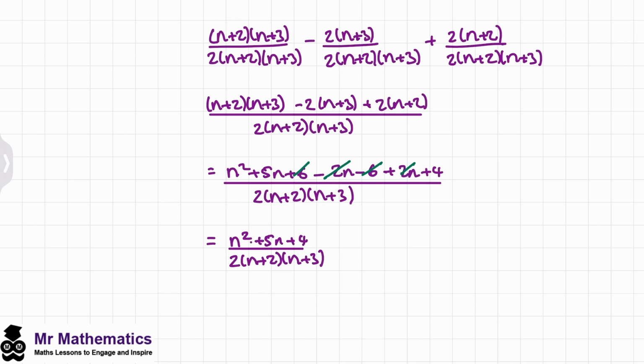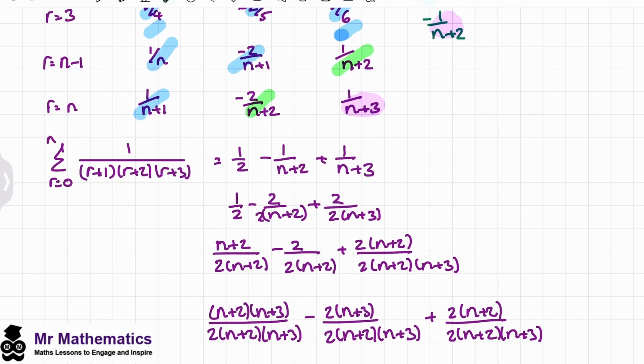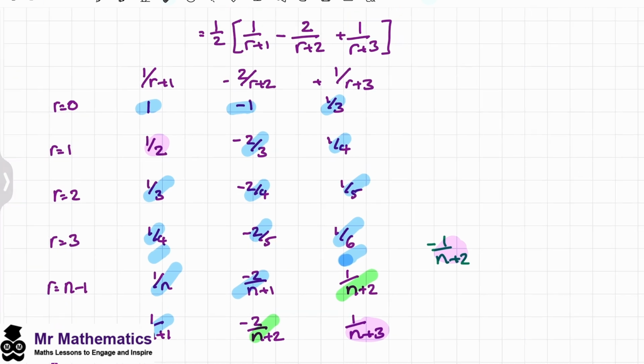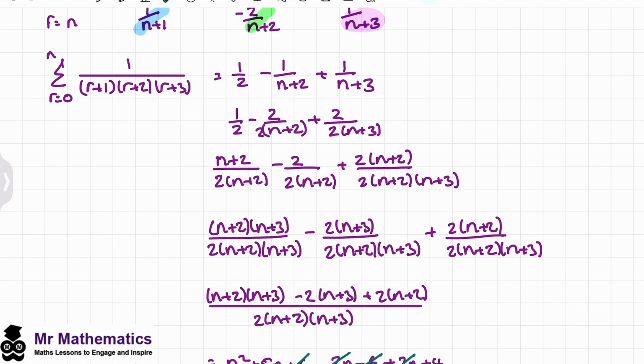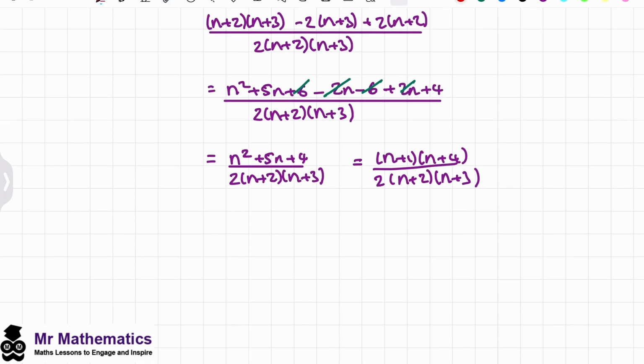And then you can see we can factorize this numerator. So we get n plus 1 multiplied by n plus 4 all over 2 lots of n plus 2 multiplied by n plus 3. But we need to remember that what we did at the start was we pulled out this half. So we've just simplified this, but now we need to multiply it by a half. And this becomes n plus 1, n plus 4. We double this 2 to get 4.